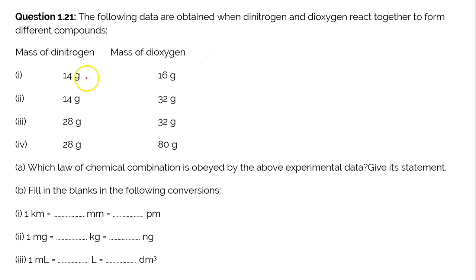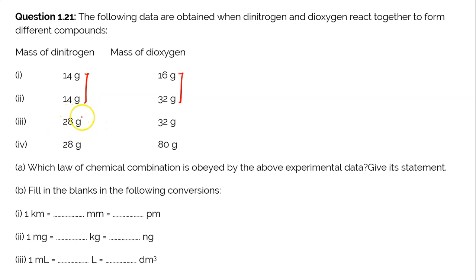In the first case it's 14 grams and 16 grams of each. But in the second case it is 14 grams of nitrogen, but it is 32 grams of oxygen. So if you compare the first and second data, the mass of nitrogen is same, 14 and 14. But then the mass of oxygen is varying. Keep this in mind while we take a look at the third point.